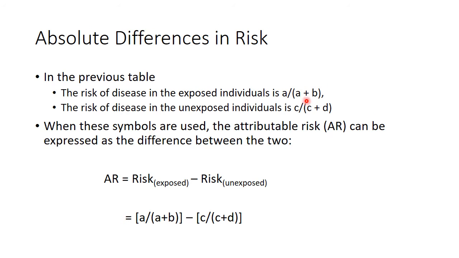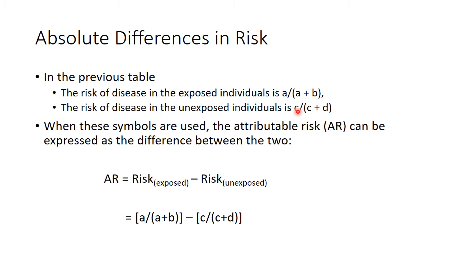So again, this is your denominator. So these are all people who had the exposure, which will be your denominator. The numerator is the people who actually developed the disease in that group. On the other hand, C is going to be the people who developed disease who are not exposed to the risk factor. And then you have C plus D be your denominator. So these are all people who are non-exposed.